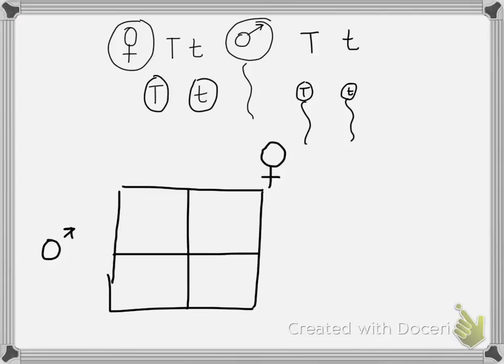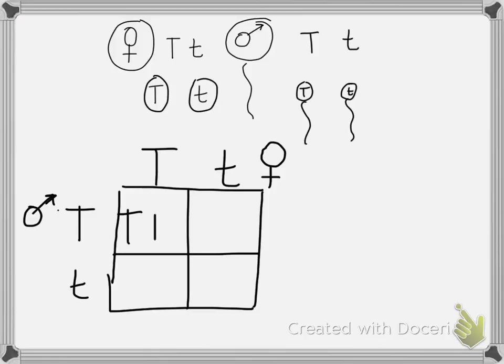So across the top where we're putting mom's contribution, we're going to put all the possibilities for an egg for her. It could be a big T egg, it could be a little t egg. Here on the side where we're putting dad's contribution, we put all the possibilities for a sperm for him. That could be a big T sperm or a little t sperm. Now what we want to look at is how those things might meet up in a fertilized egg, in an offspring. So we just bring down the letters, and that shows us the possible combinations.